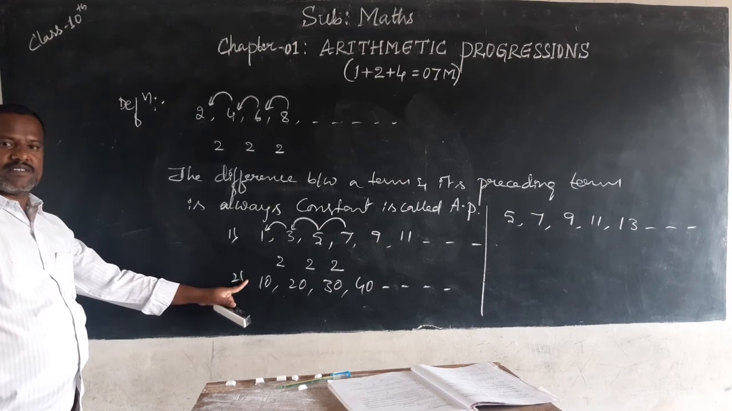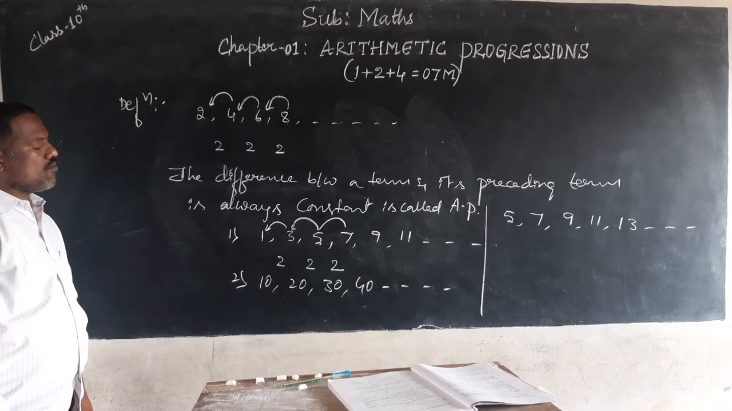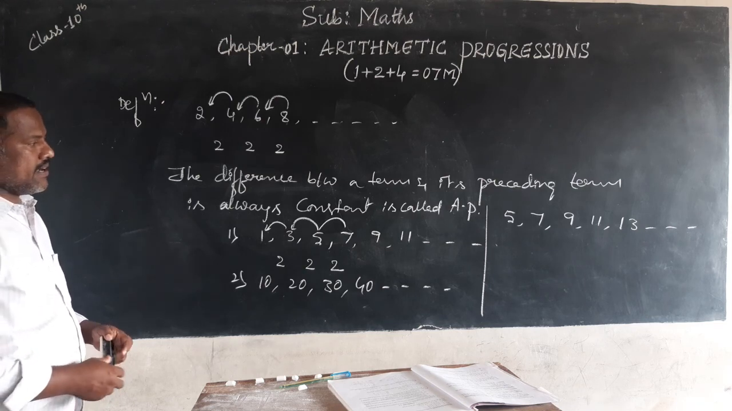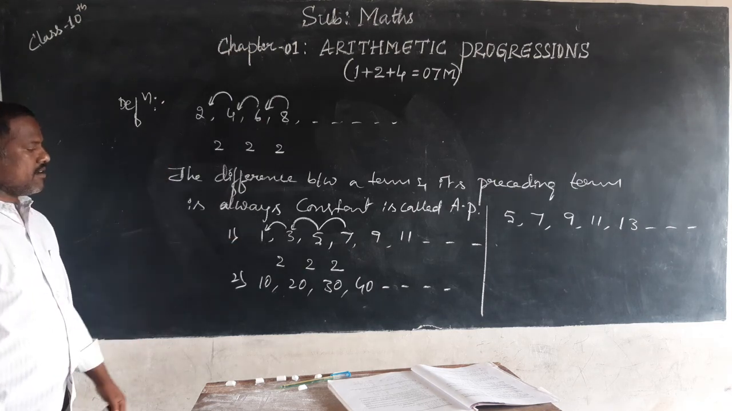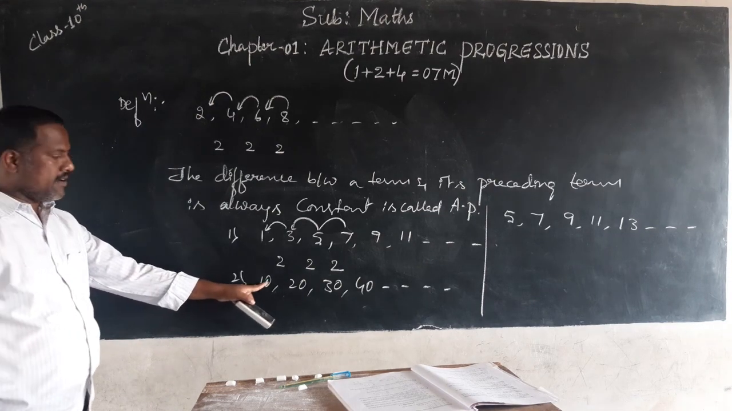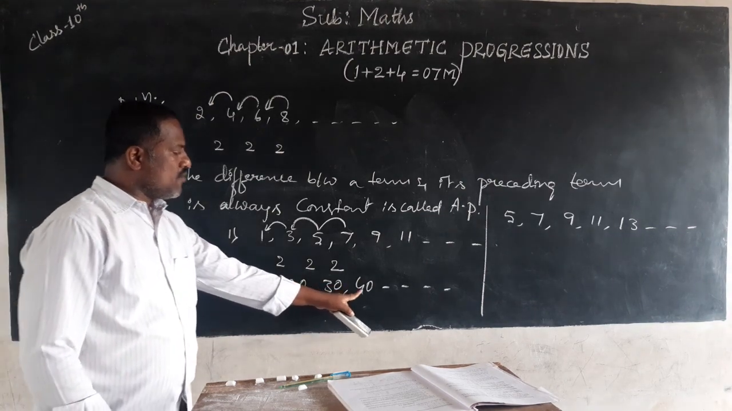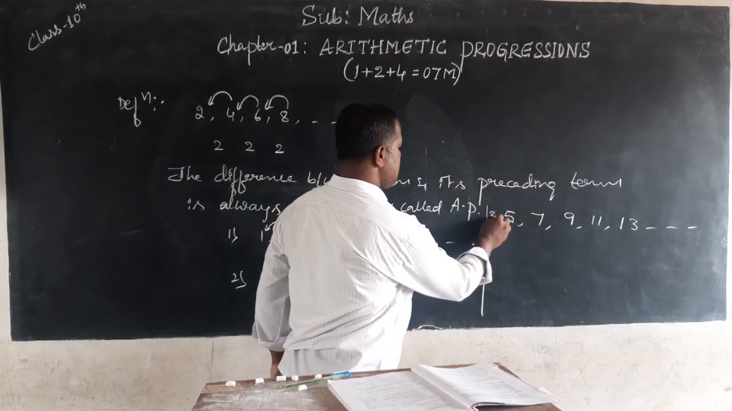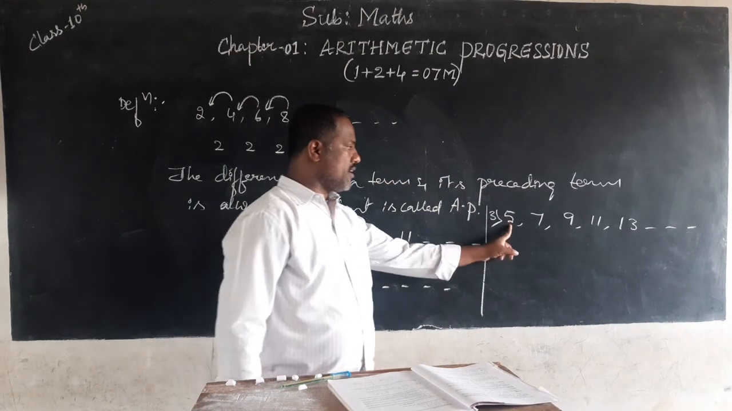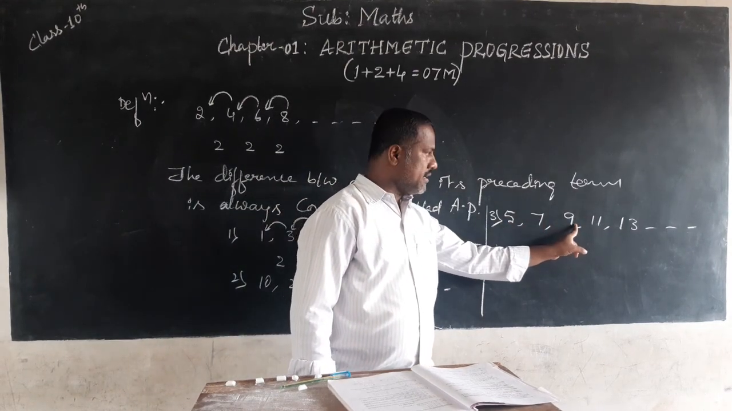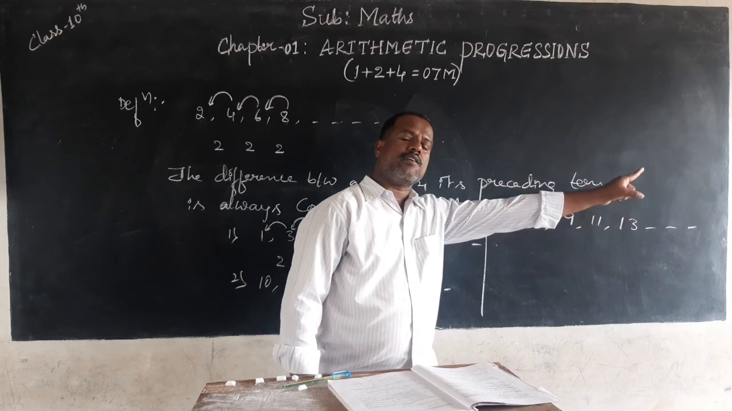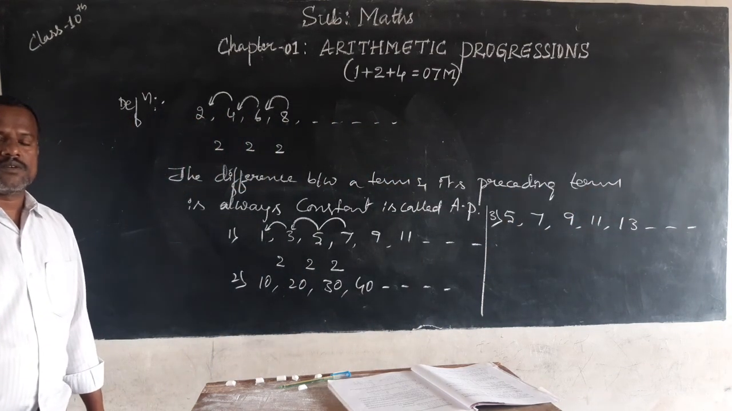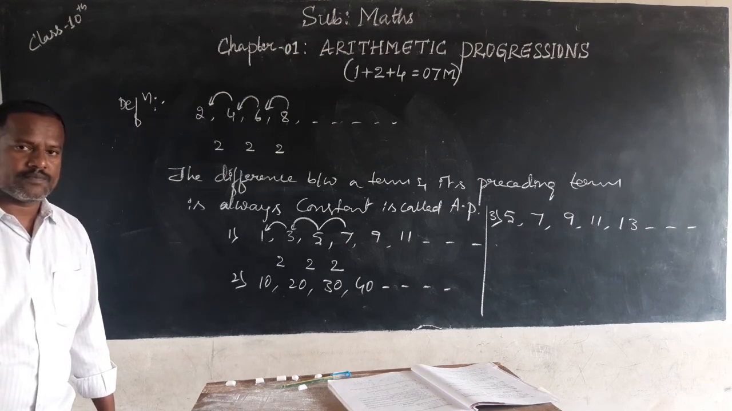So these are the examples. Write down 1, 3, 5, 7, 9, 11, dot. Another example: 10, 20, 30, 40, dot. Third example: 5, 7, 9, 11, 13, dot. Okay, children?